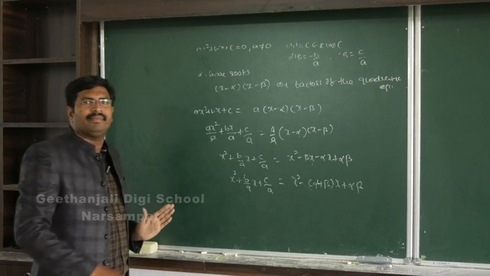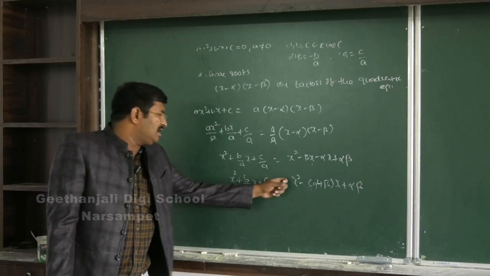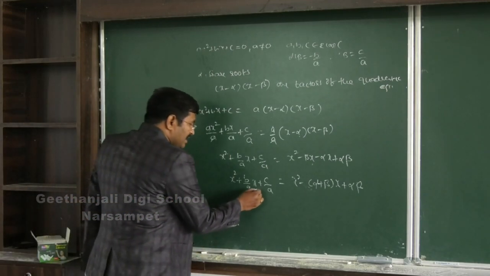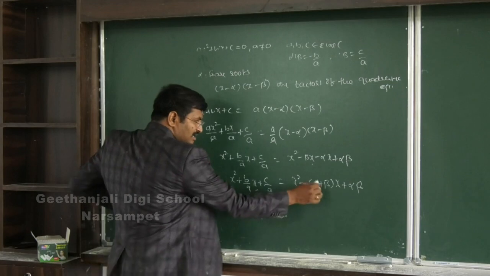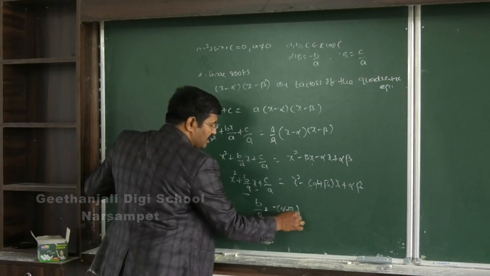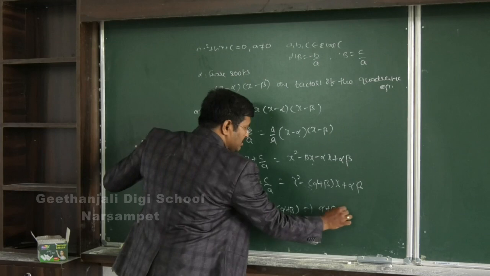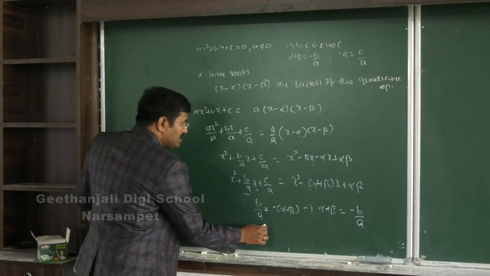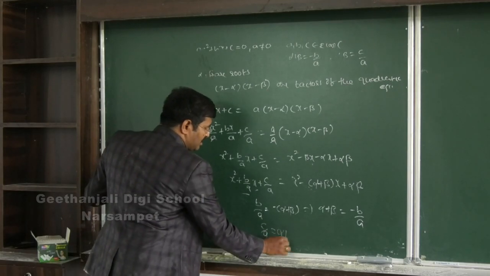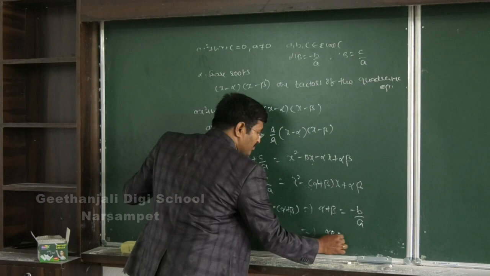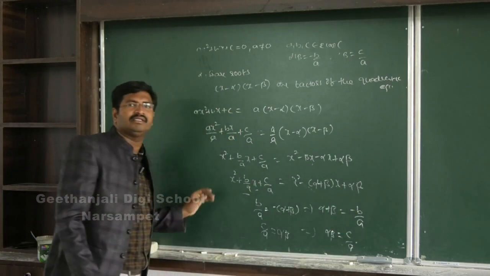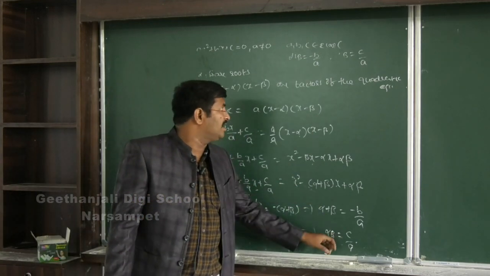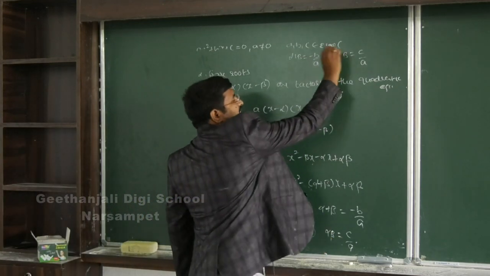If you compare both sides, the coefficients are equal. Here the x square coefficient is 1, and here also the x square coefficient is 1. The x coefficient is b by a here, and here it is minus of alpha plus beta. That is, alpha plus beta is equal to minus b by a. Then comparing the constants, c by a is equal to alpha beta. So in the same way, sum of the roots is equal to minus b by a, and product of the roots is equal to c by a.